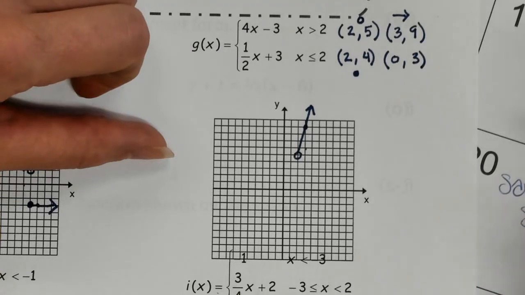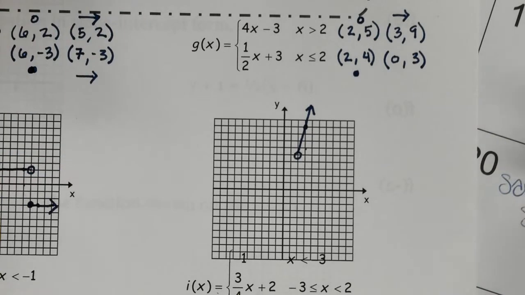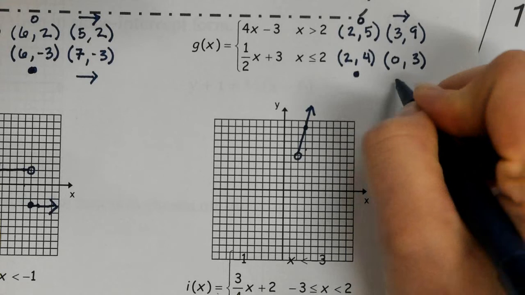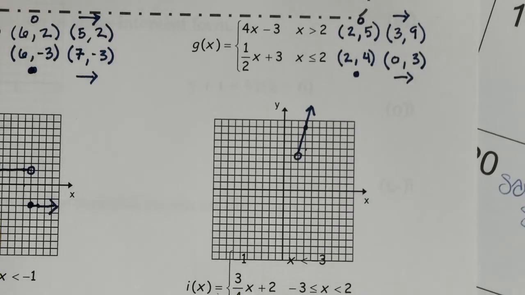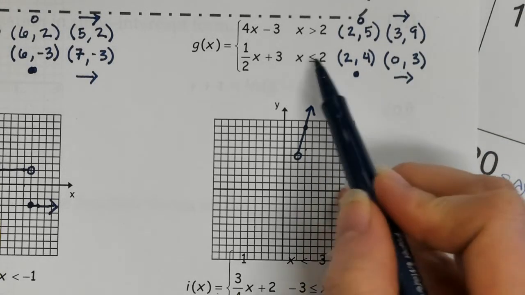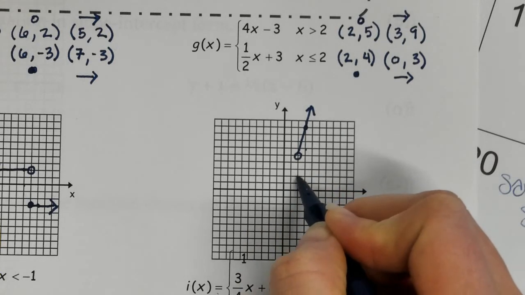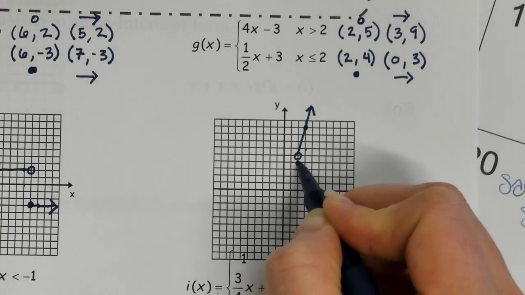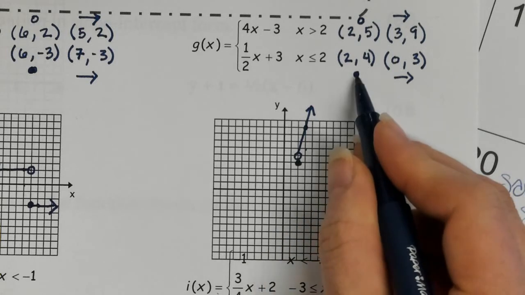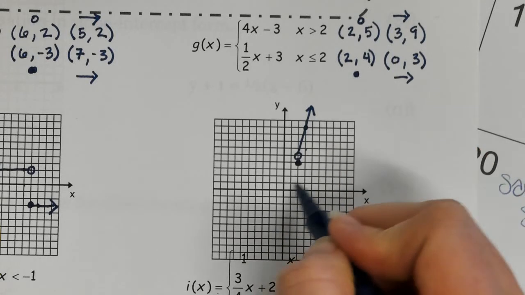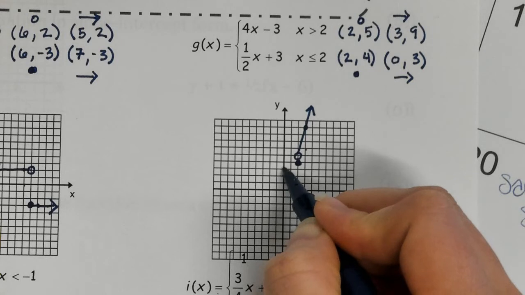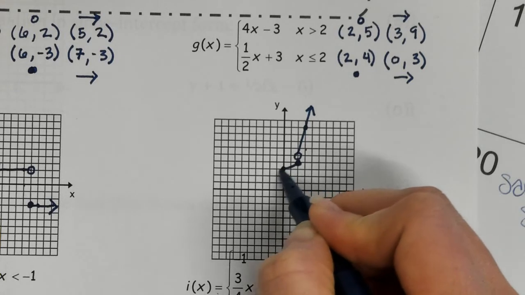You could do 1, you could do 0, you could do -2, -4, doesn't matter, as long as it's something less than 2. So 2, 4, 1, 2, 3, 4 is a closed circle, and then 0, 3 is where the arrow is going.